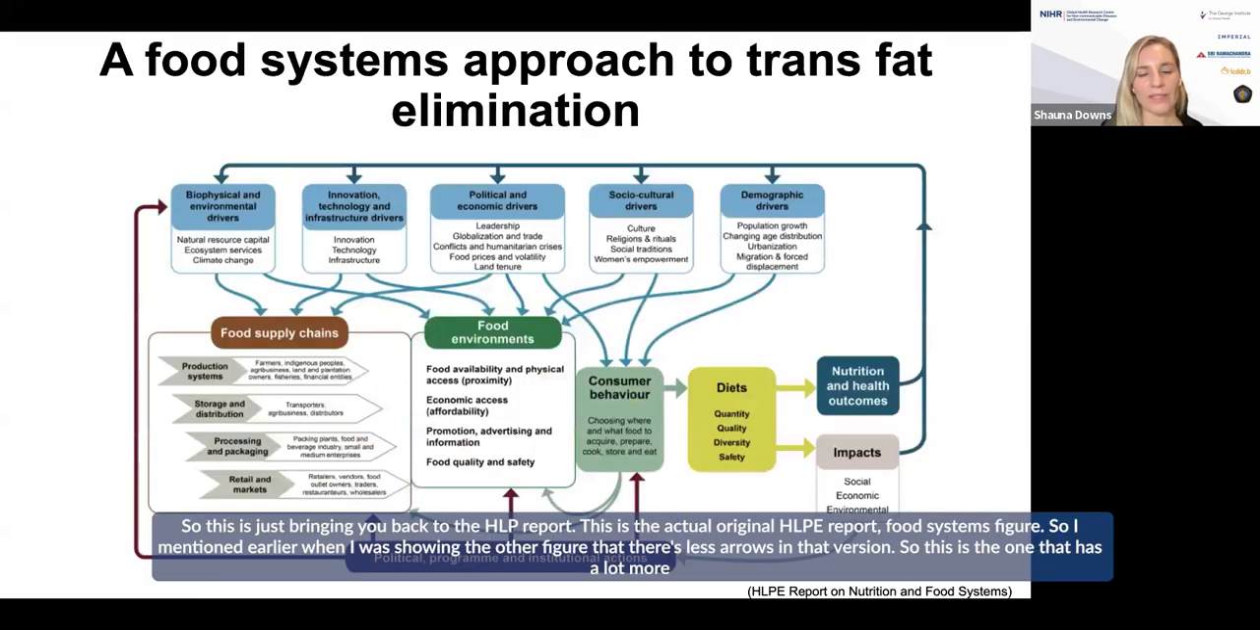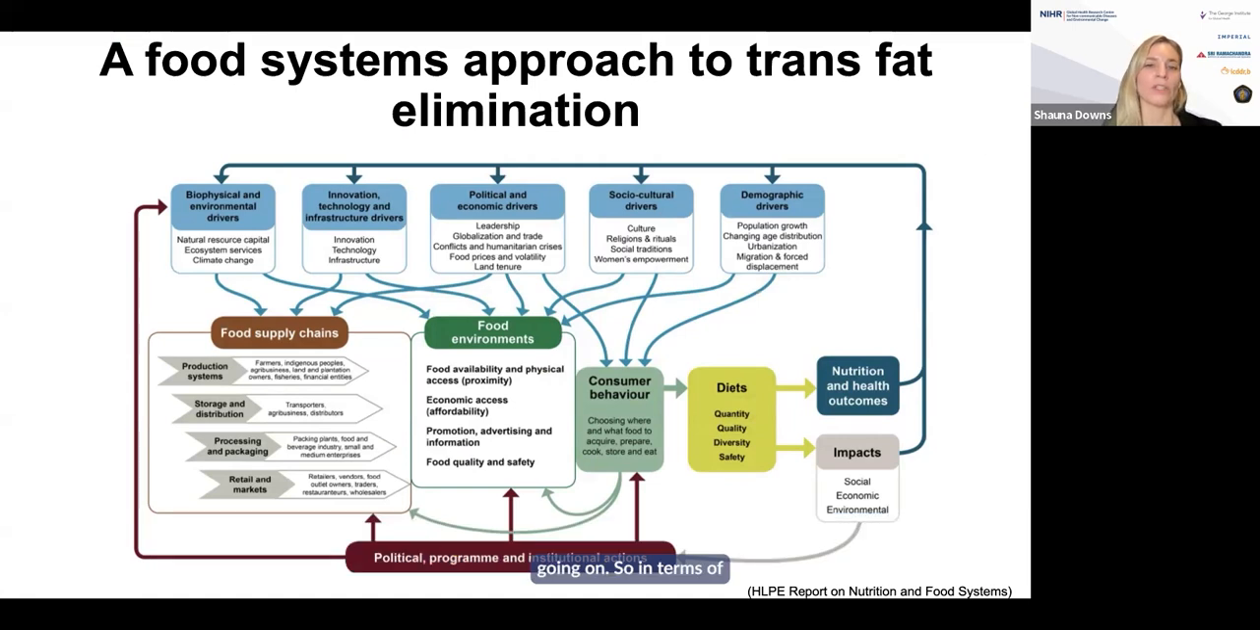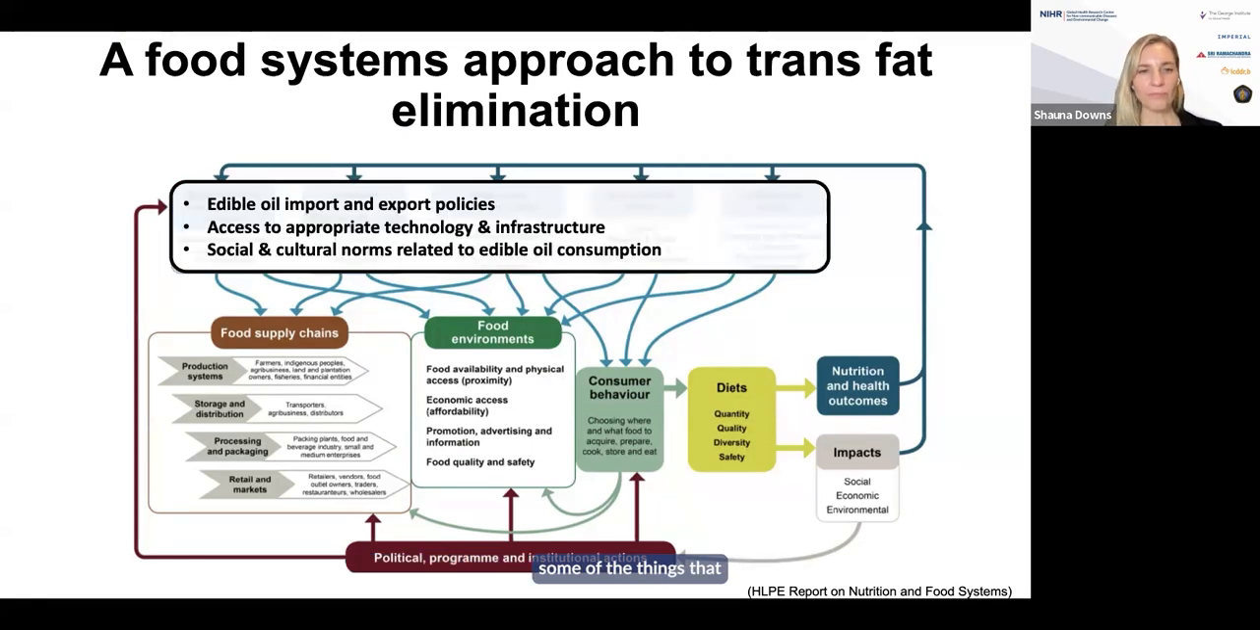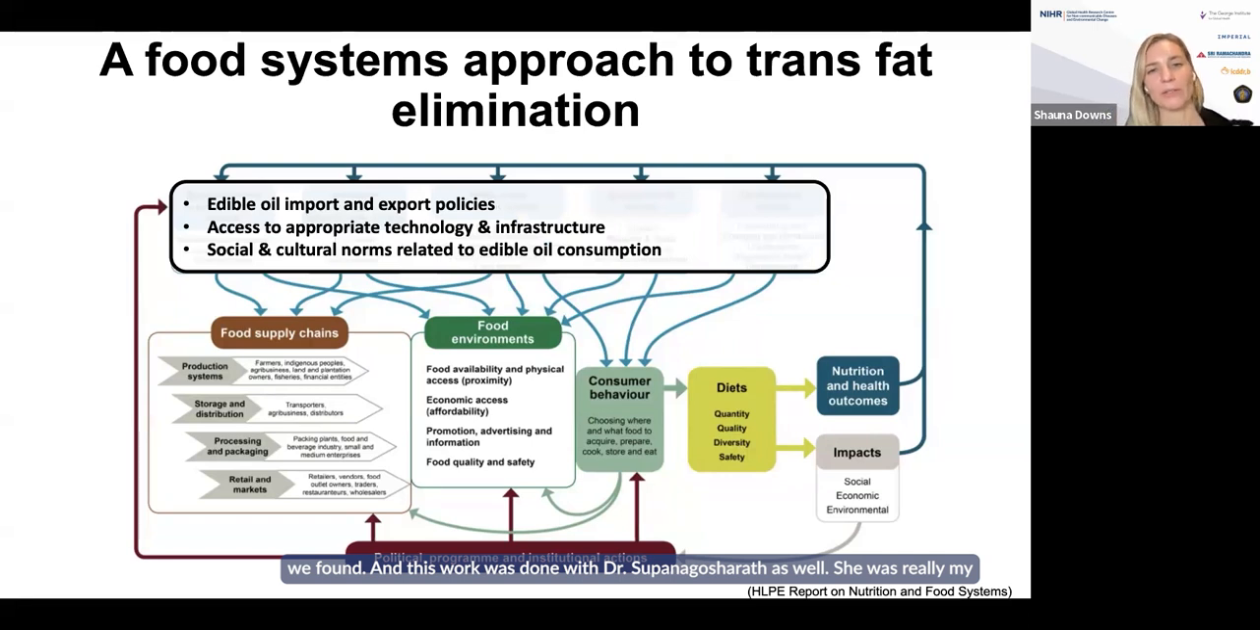So this is just bringing you back to the HLPE report. This is the actual original HLPE report food systems figure. I mentioned earlier when I was showing the other figure that there are fewer arrows in that version. This is the one that has a lot more going on. So in terms of taking a food systems approach to reducing trans fat in India, I looked at the drivers, the food supply chain, food environment, et cetera. And I'll walk you through some of the things that we found. This work was done with Dr. Suparna Ghosh as well. She was really my main mentor for this work, and helped shepherd me throughout the process.